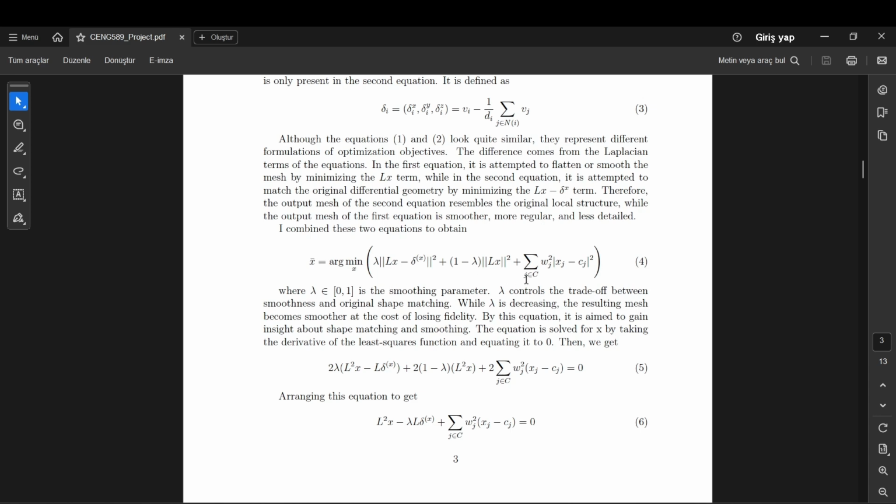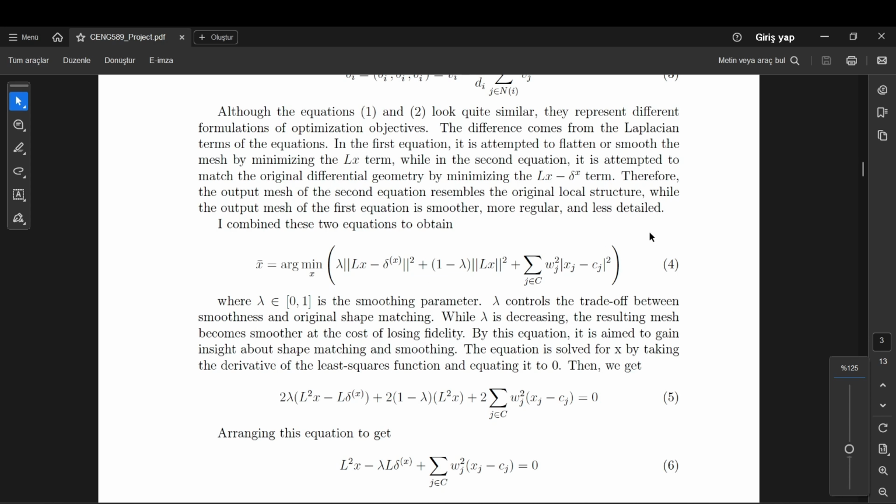Then I combined these two equations to obtain this equation, where lambda, bounded between 0 and 1, is the smoothing parameter. Lambda controls the trade-off between the smoothness and original shape matching. While lambda is decreasing, this term becomes more significant. Therefore, the resulting mesh becomes smoother. While lambda is increasing, this term becomes more significant. Therefore, the resulting mesh matches the original mesh much more. Now let's look at the code.